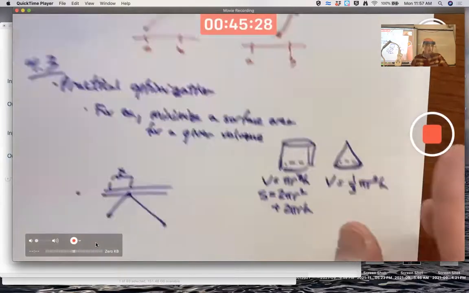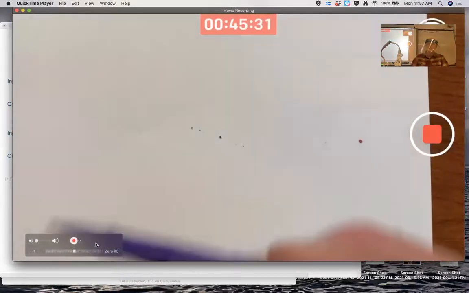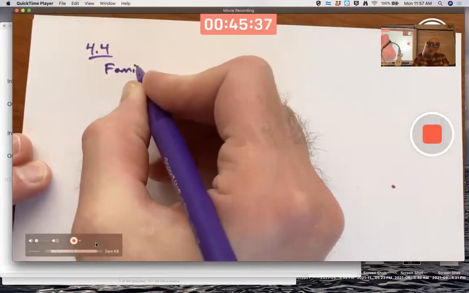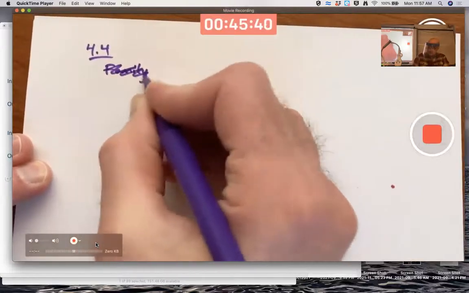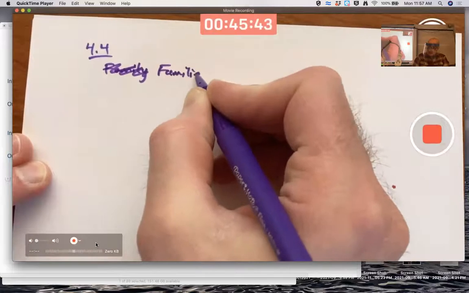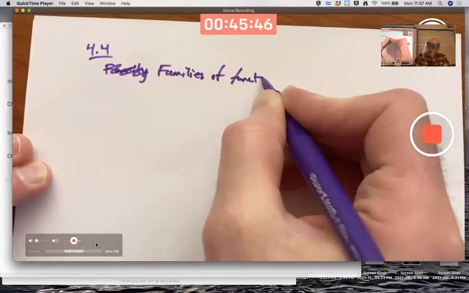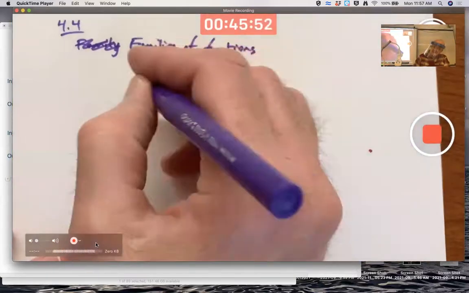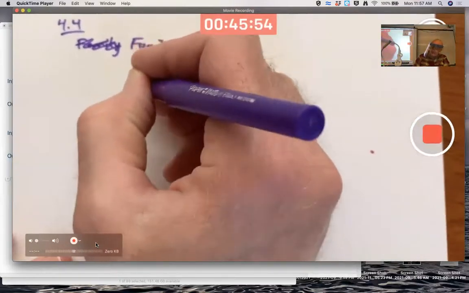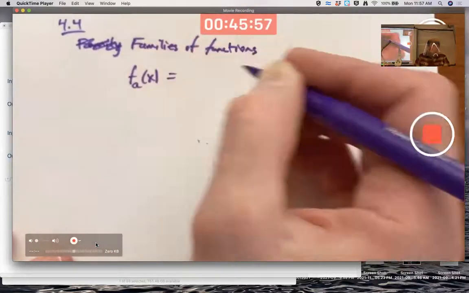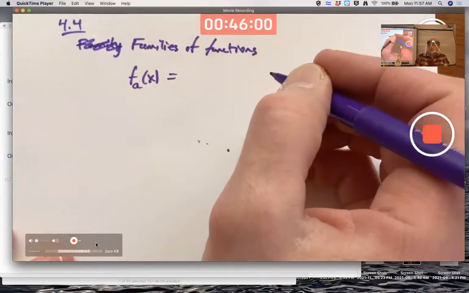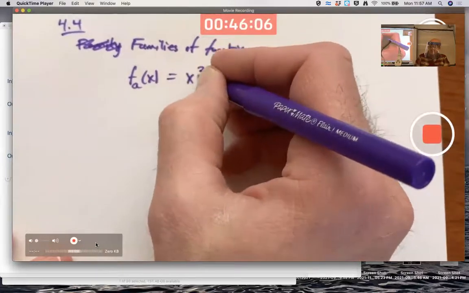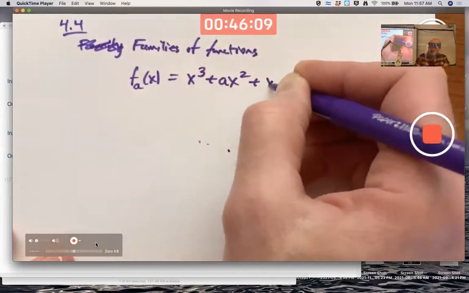Section 4.3. 4.4 was when we moved on to families of functions. Still talking about really optimization. Families of functions where there are parameters. The book did not do this, but I did, and you should feel comfortable with this. If I did like f sub a of x is, say, I don't know, x cubed plus ax squared plus x plus 1 or something.